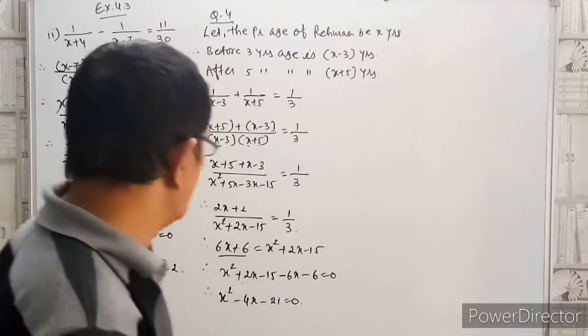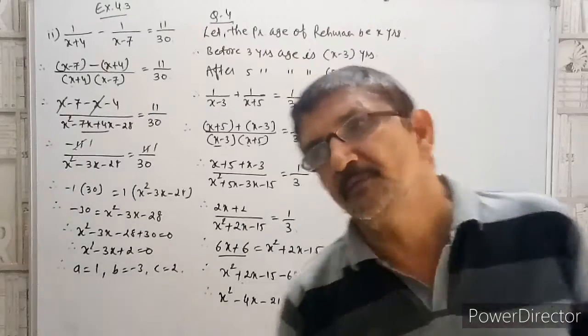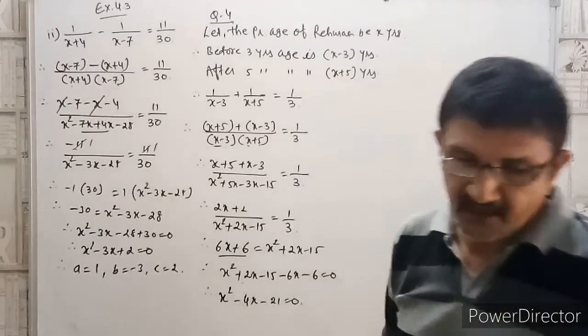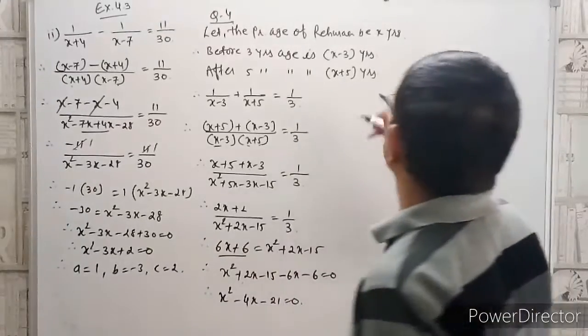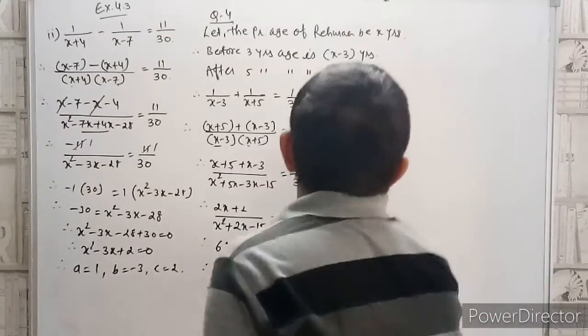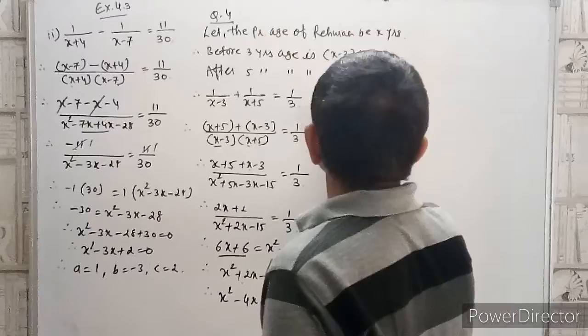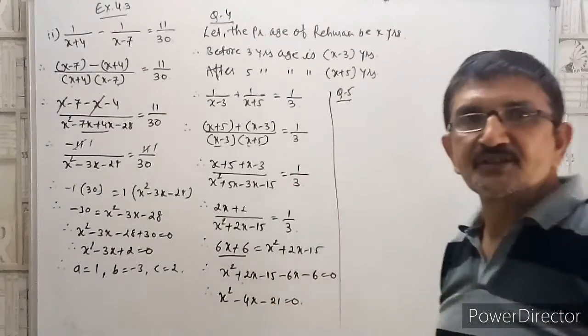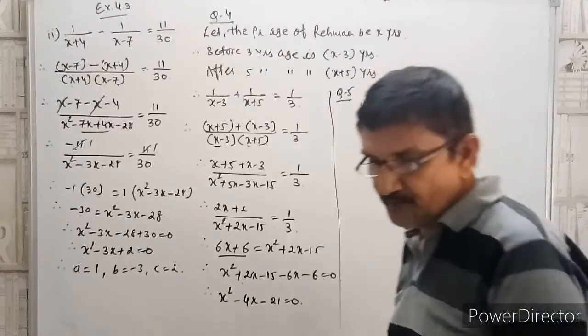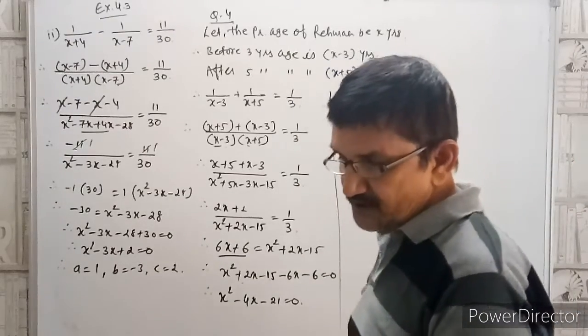If any negative number comes, then we can say it is not possible because the age is not a negative number. Okay, so this is about the fourth question. Now fifth one. Just we will make the equations only, okay? So then the rest of the things you can finish.